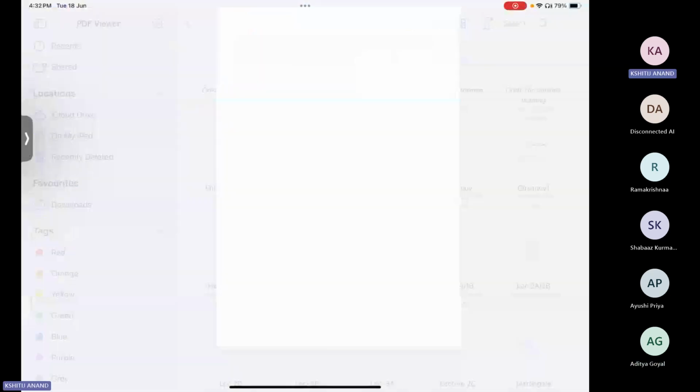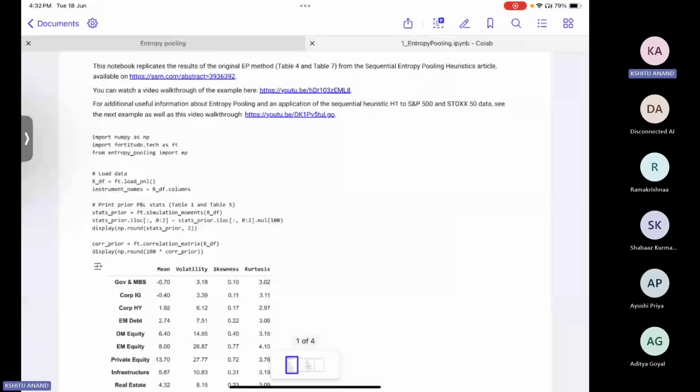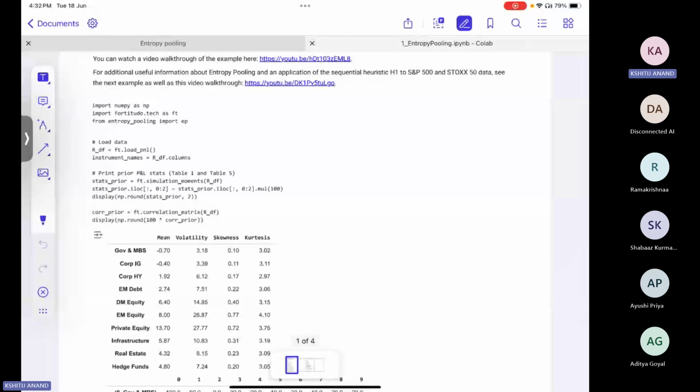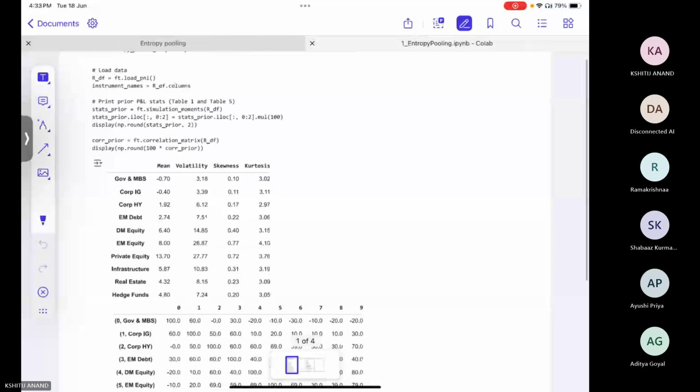So here you see, this is by courtesy of a guy from Fortitude Tech. Fortitude Tech is a company that helps you evaluate entropy pooling. So it is the package of that company. What they are showing through an example is that they have taken 10 assets.